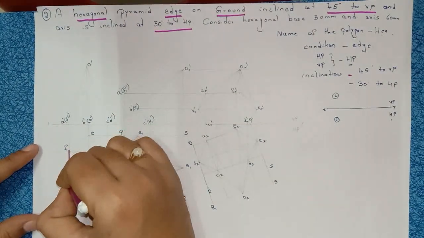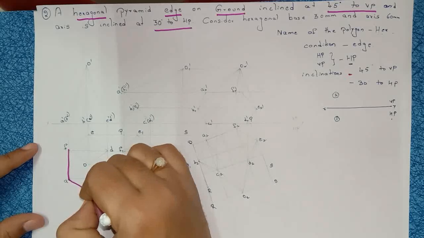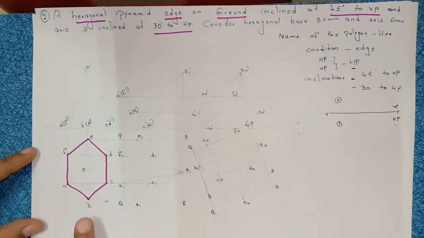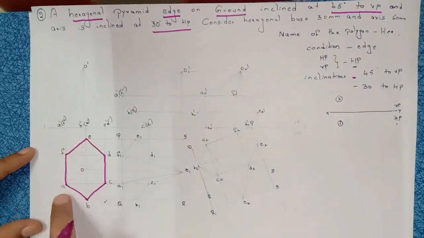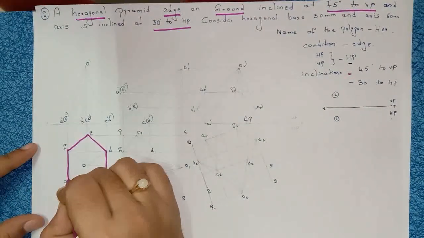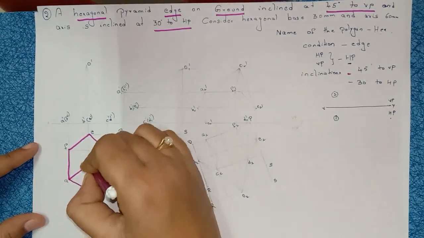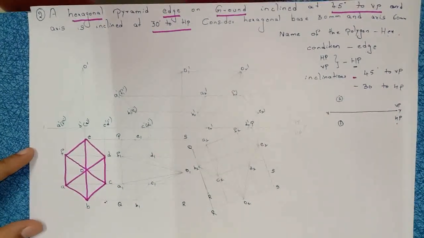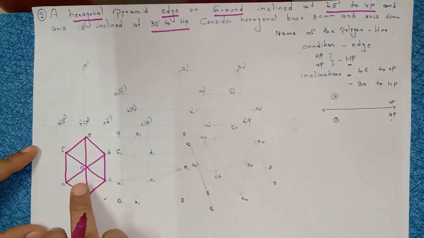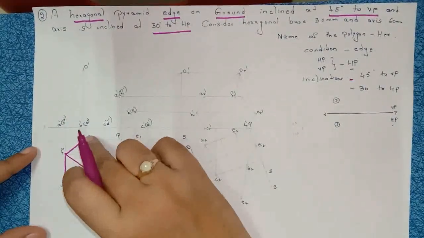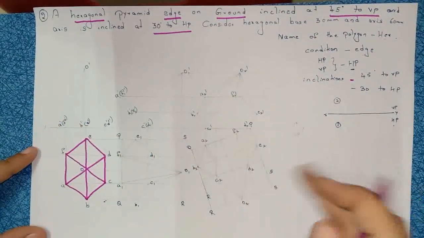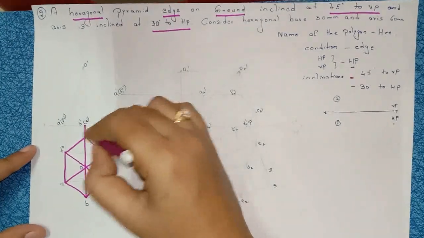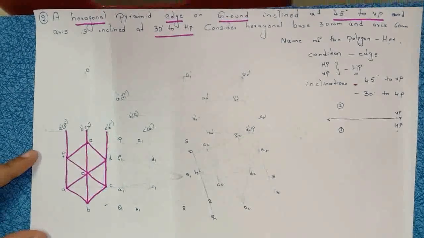Hexagonal edge is on the ground, so we are constructing the hexagon with the edge on the ground. Name it as A, B, C, D, E, F. Compulsorily for pyramids, you have to mark the midpoint and name that midpoint, O. After that, from this corner, leave a 5 mm gap and draw the reference line. Now, from the O point to the reference line, project all these corners till this reference line.